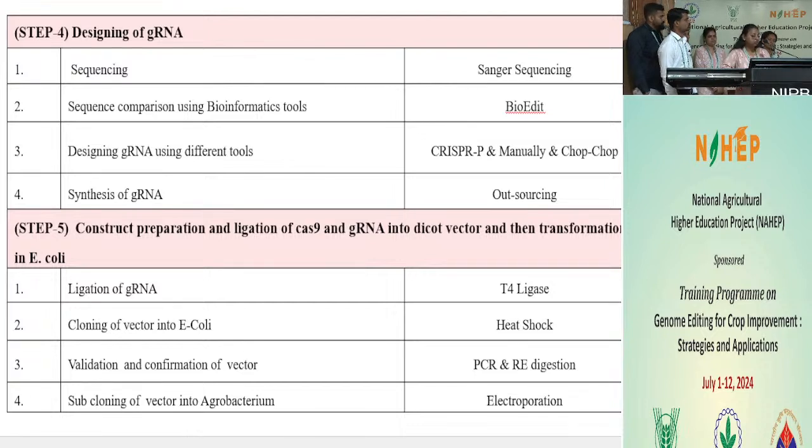Then we will go for construction of Cas9 and guide RNA into a dicot vector, and then transformation to E. coli. For that, ligation of guide RNA was done by T4 ligase, and then cloning of the vector was done into E. coli by heat shock method, and validation of the confirmation was done through PCR and restriction digestion, and subcloning of this vector into Agrobacterium was done through electroporation.